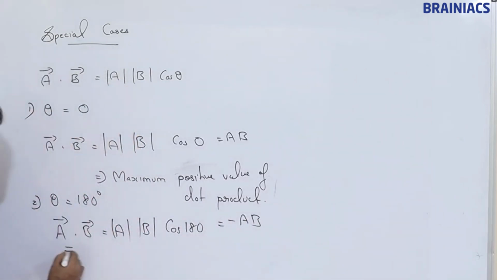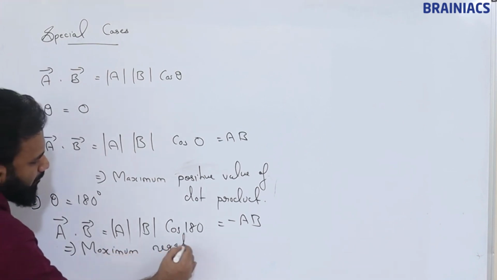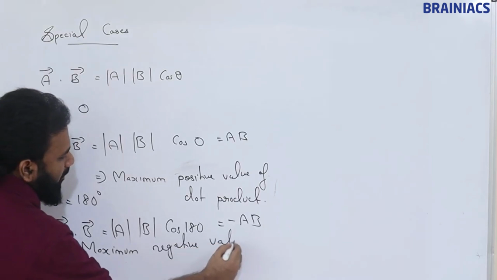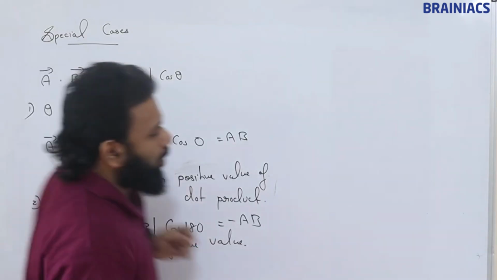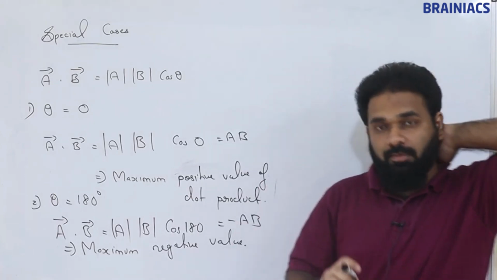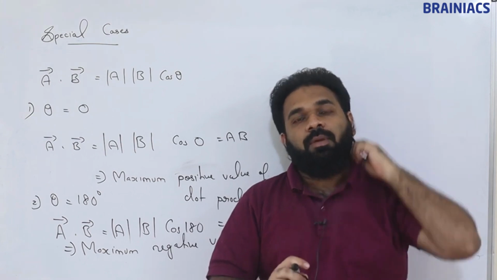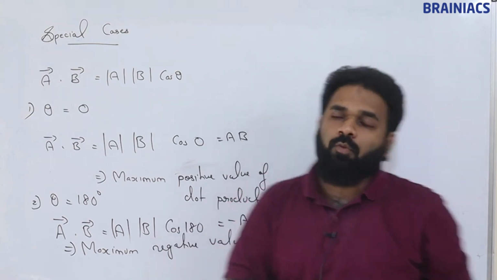Now suppose theta is equal to 180 degree. Then vector A dot vector B is equal to magnitude of vector A into magnitude of vector B into cos 180. Cos 180 is minus 1, so we will be getting minus AB. So this is the maximum negative value in dot product. When the angle is 0, we get the maximum positive value, but when the angle is 180 degree, we get the maximum negative value.